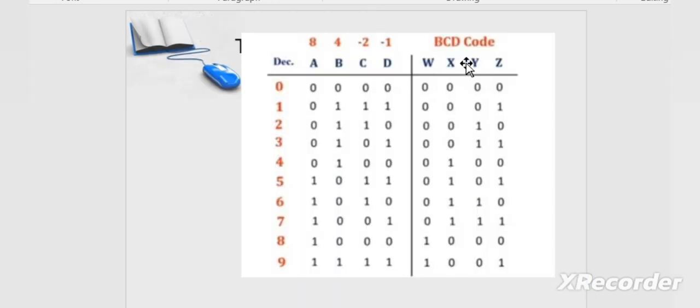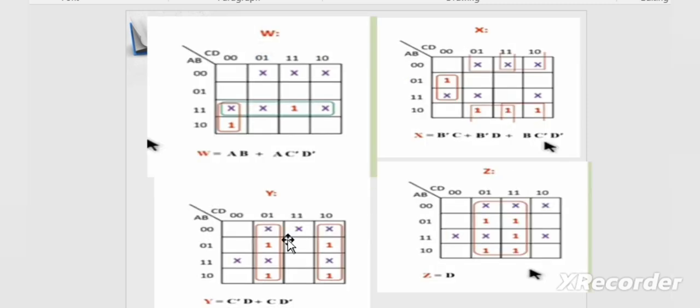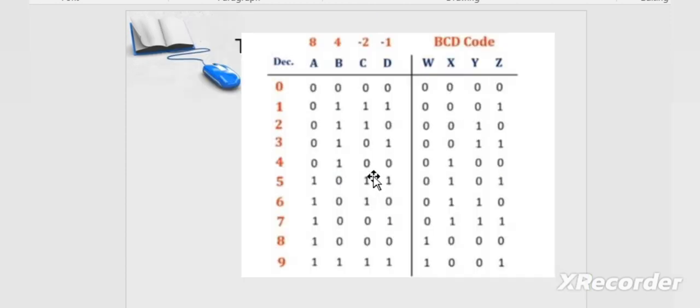Next, when we go for Y, the 1s represent 2, 3, 6 and 7. As shown, there are 2, 3, 6 and 7. We find that the output is C' D + C D', as the quad grouping is made, and the last one is Z.